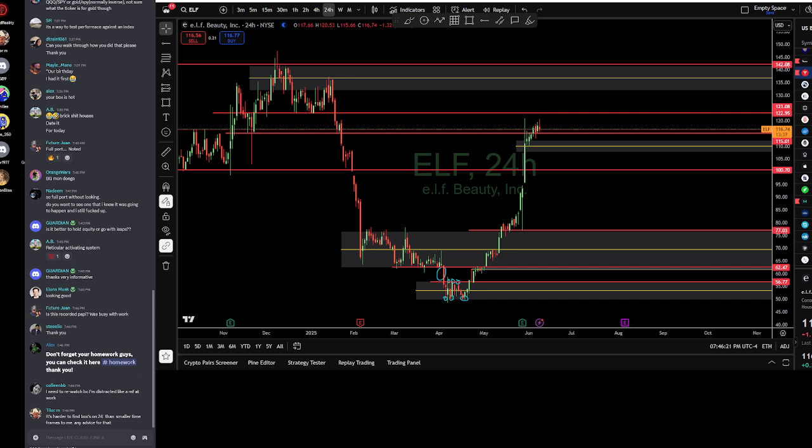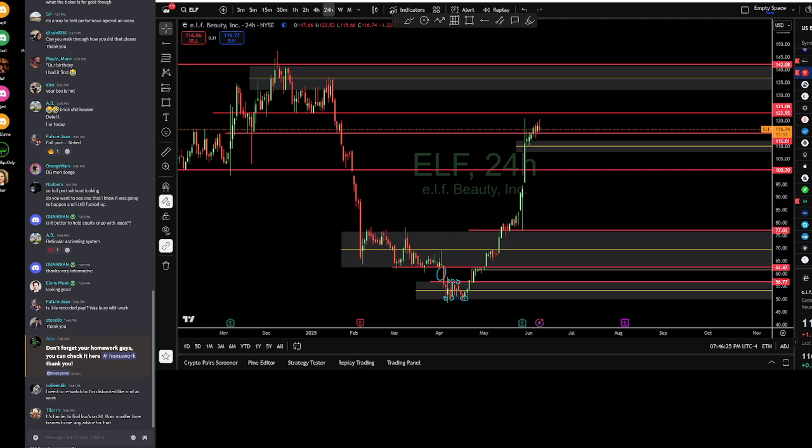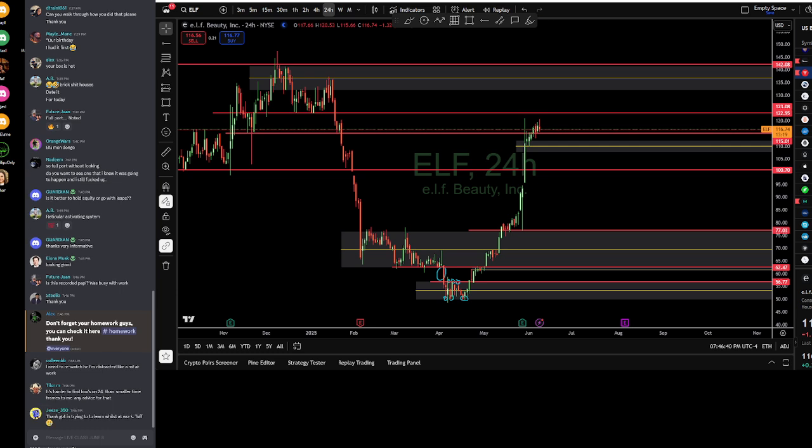It's harder to find boxes on the 24-hour than the smaller time frames to me. Any advice on that? If the 24-hour is hard to find boxes on, then the 4-hour is just as okay, right? Higher time frames usually involve anything above the 4-hour, or anything from the 4-hour to the 24-hour to the weekly to the monthly. So, or try them weekly.